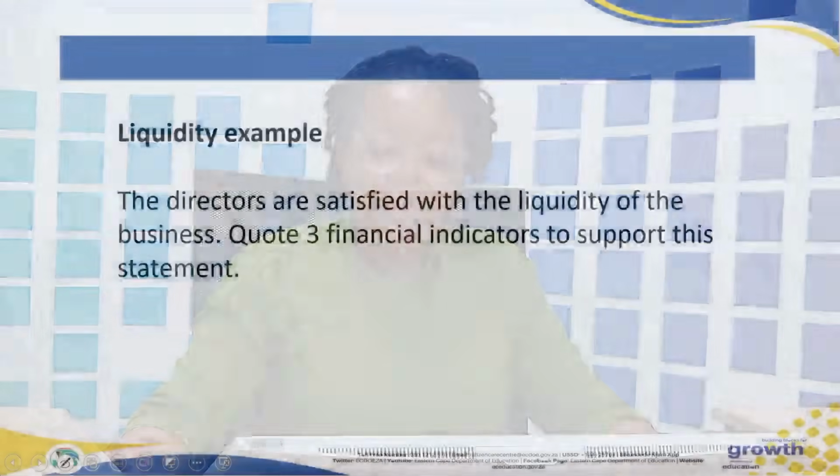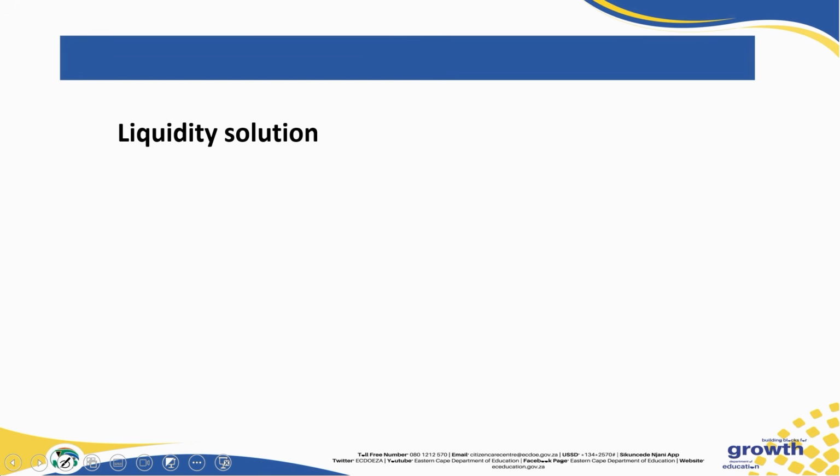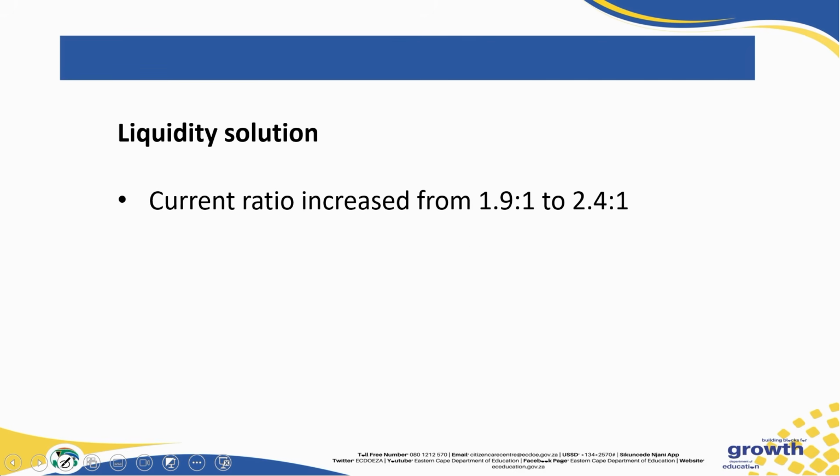Let's look at an example for liquidity. It says here the directors are satisfied with the liquidity of the business. Quote 3 financial indicators to support this statement. So if we have a look again from our example, there are 3 that we can definitely say it's true.